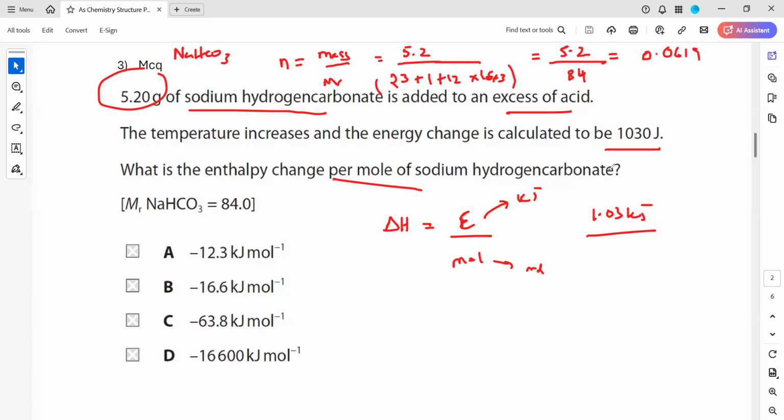0.061 moles. And we just need the enthalpy change, so energy divided by mole. So 1.03 divided by 0.061. We got 16.6 as the magnitude, and because the energy is released, obviously it's an exothermic reaction. So 16.6 kilojoules per mole. So it matches with option B. So B will be the right answer for this.